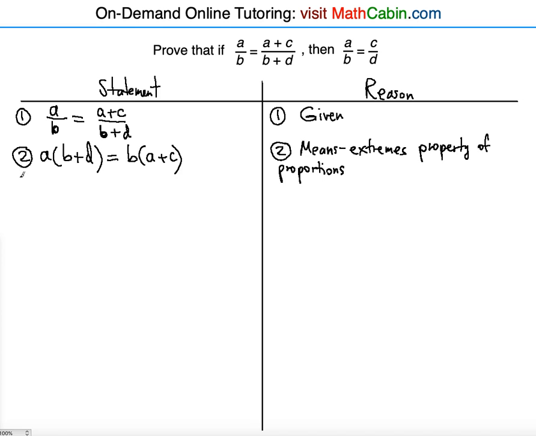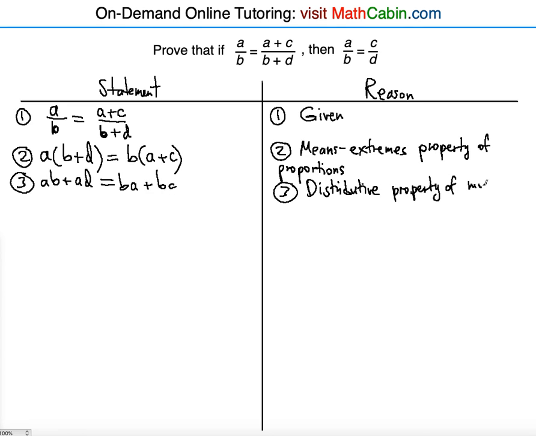Okay, the next thing is to, of course, distribute the a to the b and d using the distributive property of multiplication, and setting it equal to the same type of operation for the b. And of course the reason will be the same as was just named by me, which is the distributive property of multiplication.